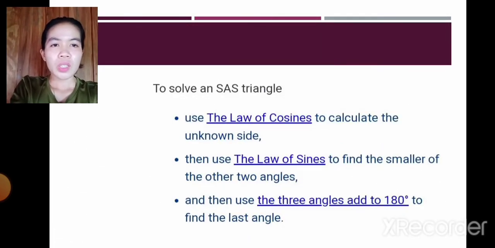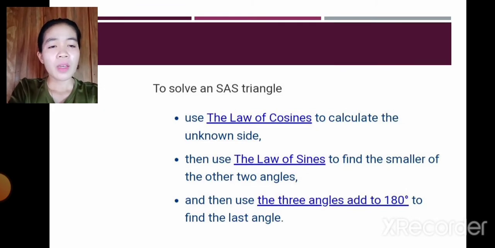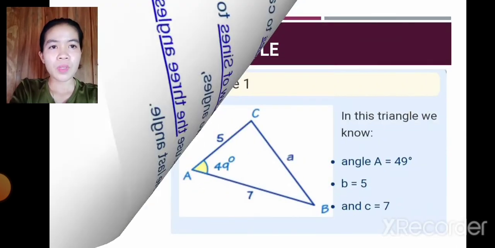To solve a SAS triangle, first, use the law of cosines to calculate the unknown side. Then, use the law of sines to find the smaller of the other two angles. And then, use the fact that the three angles add up to 180 degrees to find the last angle.